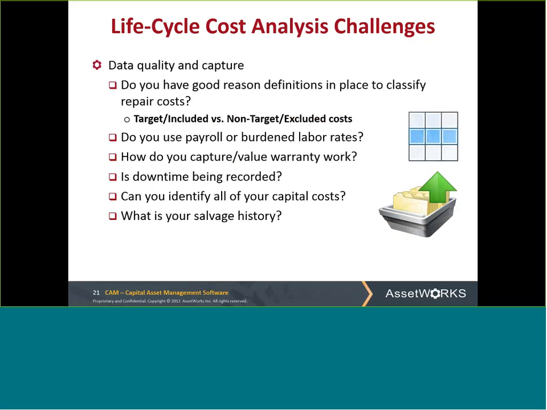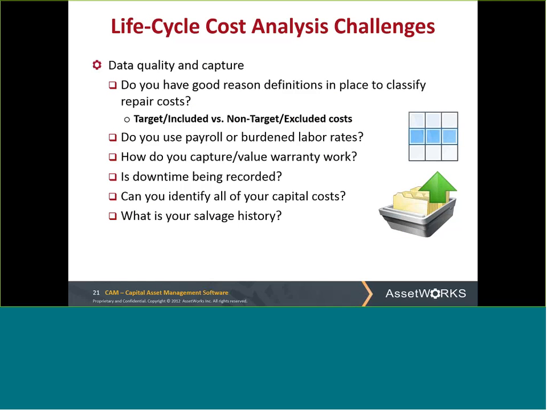Data quality and capture is another issue, and as we've been working with some of our customers to implement, there's a couple of things that we look at, and one is just using job reasons appropriately. When I create a work order and I tag a job, am I being diligent about what type of work? Can I easily identify what are included normal routine maintenance costs from non-target avoidable costs, things that really aren't part of the life cycle, but I have to maintain and I have to do? So is it easy to do that?